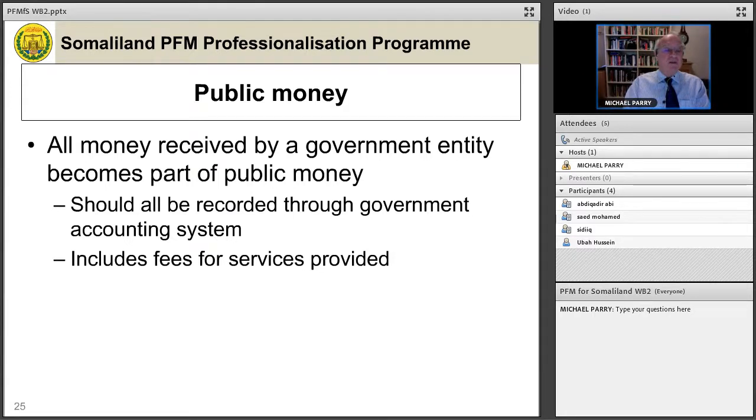If, for example, hospitals charge patients fees for the services, those fees should be paid into the normal government bank accounts and become part of public money. It should not be used by the hospital without putting it through the system. Although that in fact often happens. Hospitals and schools as well will often take the fees they receive and use them directly to make the payments for salaries and other costs. But that is actually not correct. The correct way is that all the money should go into the central pool and then should be appropriated out through the budget system.